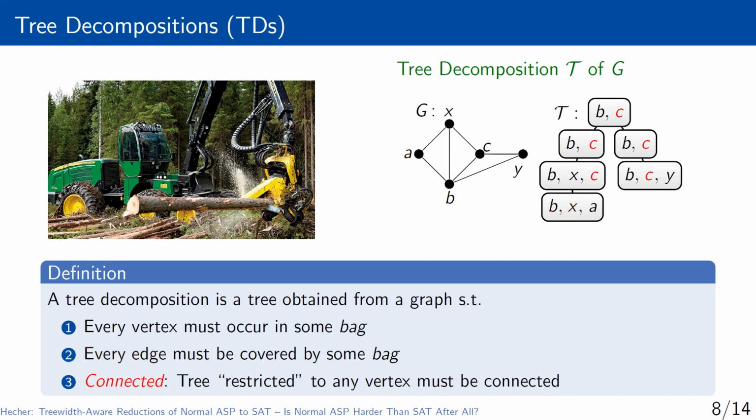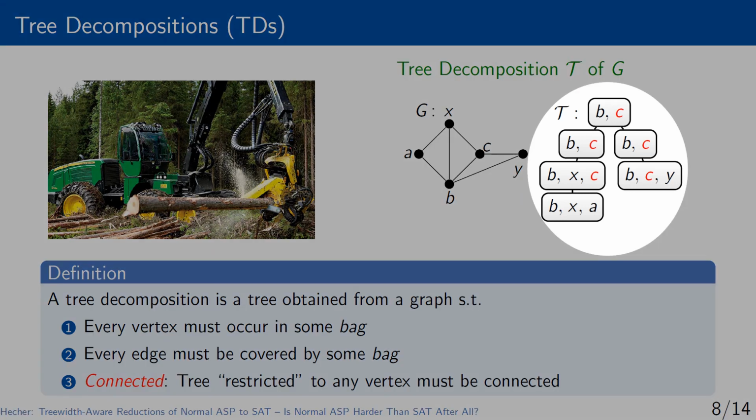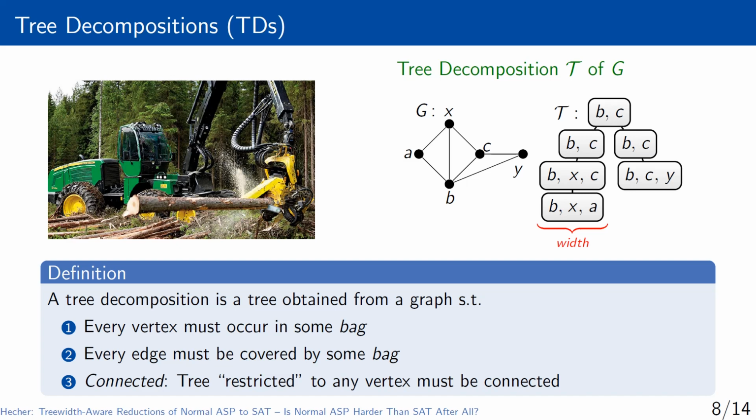Last but not least, we require the connectedness, which basically ensures that if we restrict the tree to a certain vertex of the graph, the result is still connected. In our example, we see that this is the case for C, also for B and for X, and finally also for vertex A and Y, since both vertices occur only in one bag. So this is indeed a tree decomposition of our given graph G. The width of a tree decomposition corresponds to the largest bag size minus 1, which is 2 in our case, and then finally the tree width of a given graph G is the smallest width among all potential tree decompositions of G.